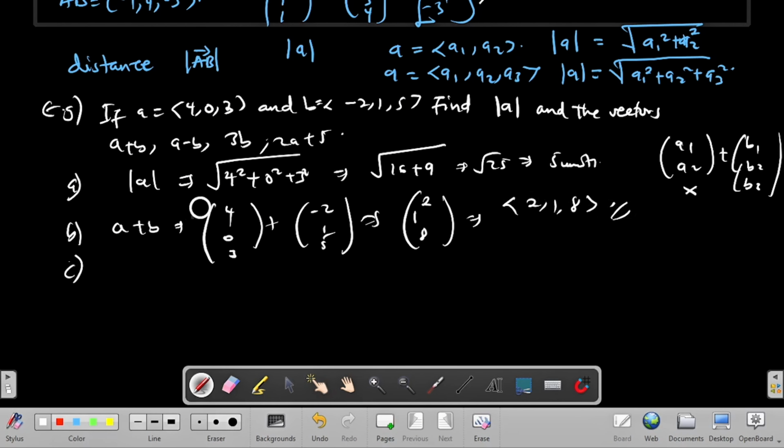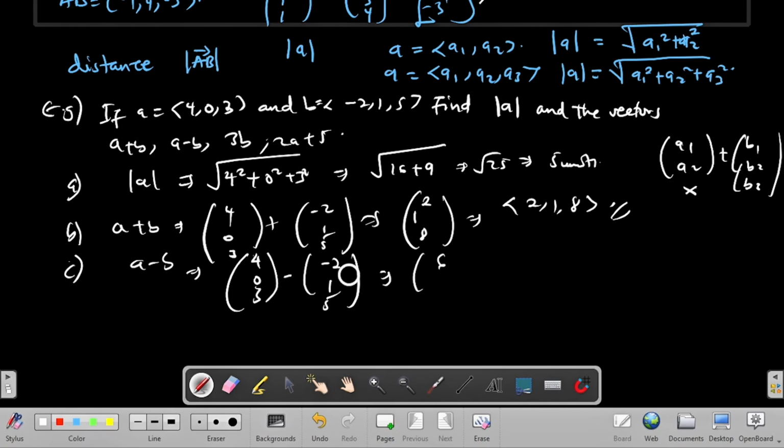Then c is a minus b, right? So it's almost the same. (4, 0, 3) minus my b, (-2, 1, 5), right? This gives me 4 minus negative 2, which is 6. 0 minus 1, which is negative 1. 3 minus 5, which is negative 2. That gives me (6, -1, -2). As simple as that.